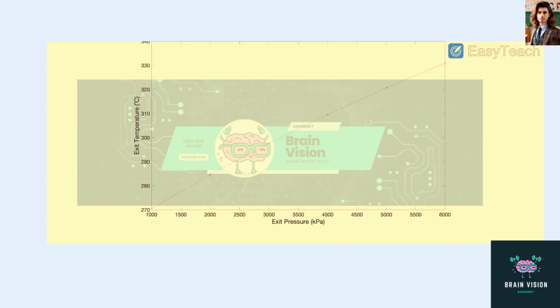On our x-axis, what we have is we're changing the exit pressure from 1 to 6 MPa. And on the y-axis, what we have is the exit temperature. And as you can see, as we increase our exit pressure, our exit temperature increases as well.